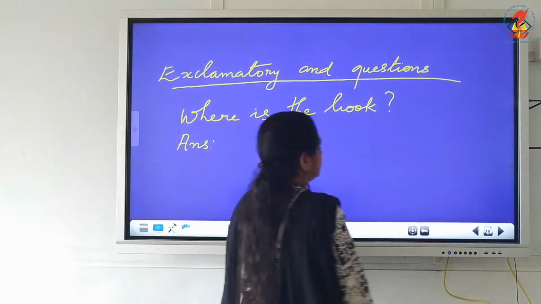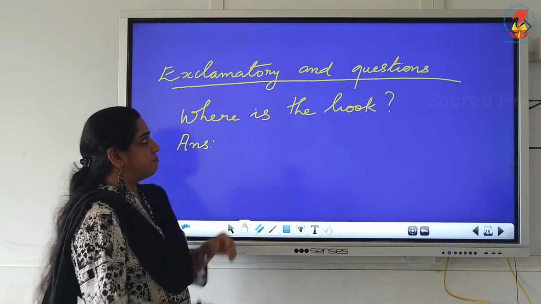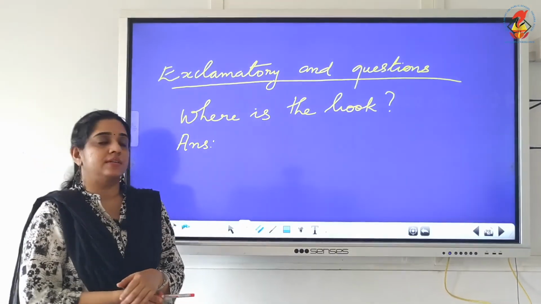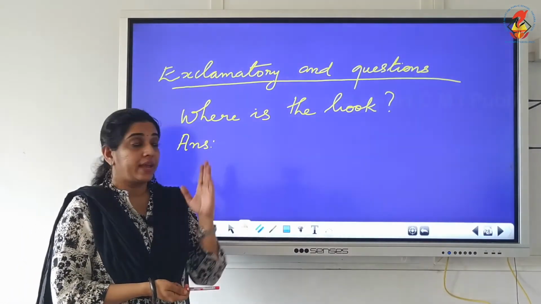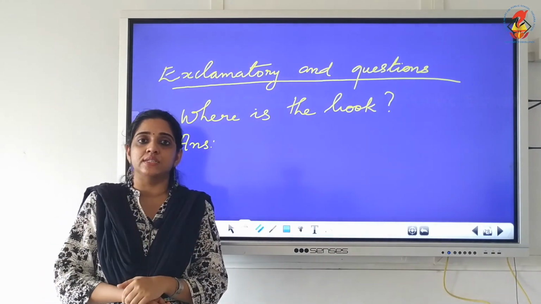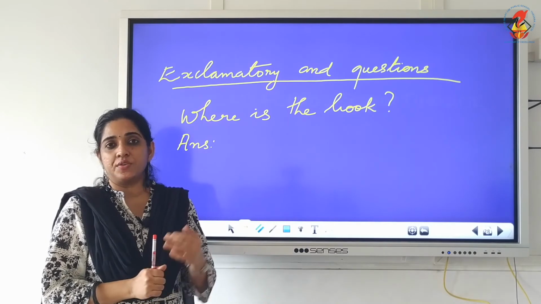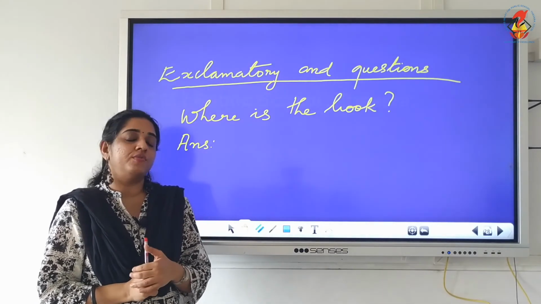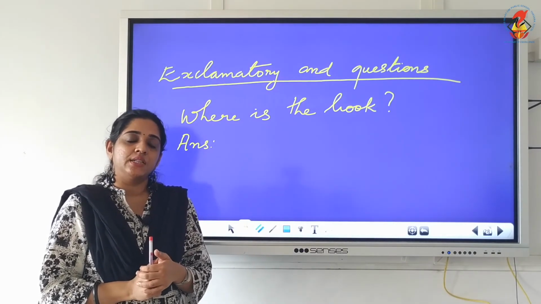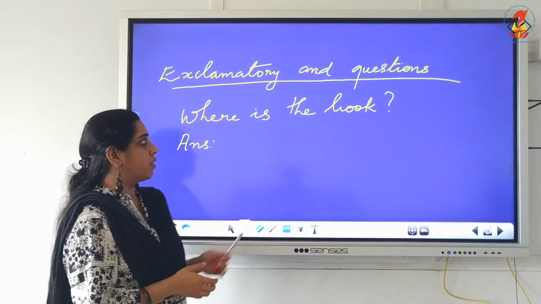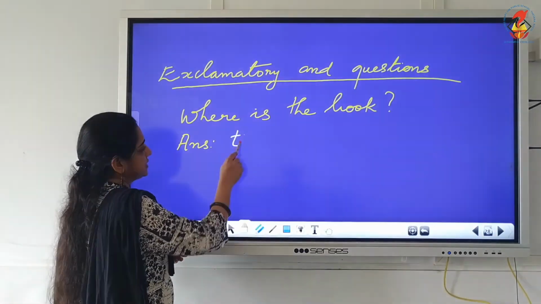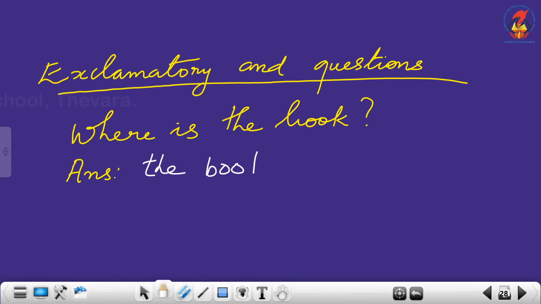In the next one, where is the book? In questions and answers, exclamatory sentences and questions. If the sentence is an exclamatory sentence or a question, how will you find the subject? The subject is the book. You can see a noun over there, that is the book. The book will be the subject.